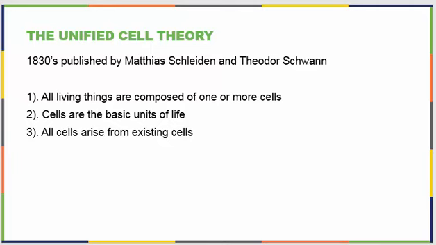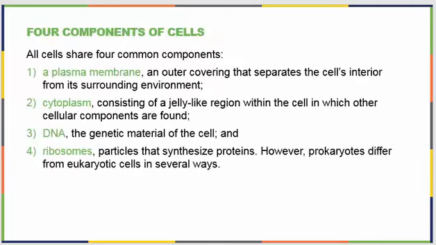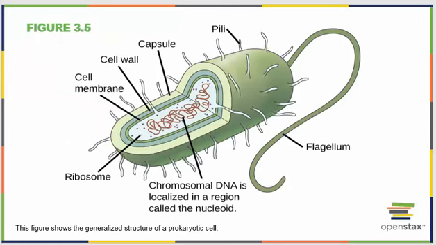Let's dig into the study of those individual units of life. It turns out they all share four component parts. Having a plasma membrane that surrounds them, protecting the cell's interior, is the first. The second is the existence of a cytoplasm, or an internal jelly-like region, where different organelles are found. They also all have genetic material, and they all have ribosomes, which allow that genetic material to be turned into usable functional proteins.